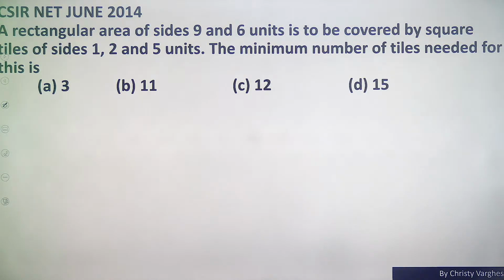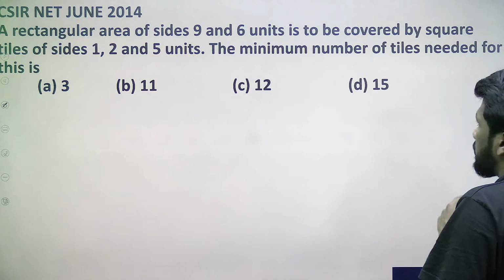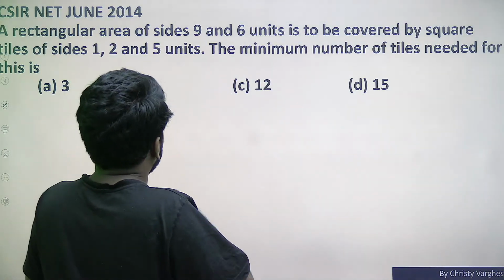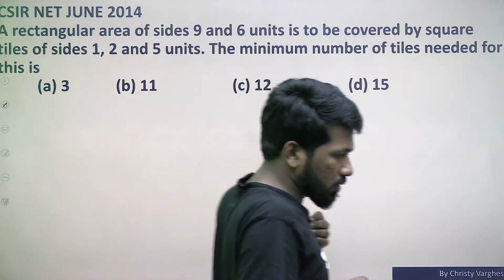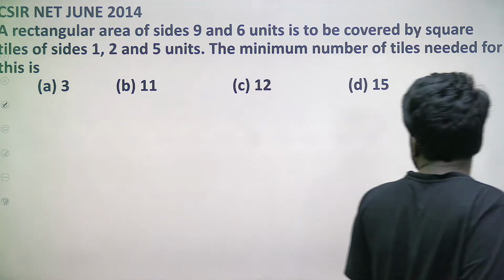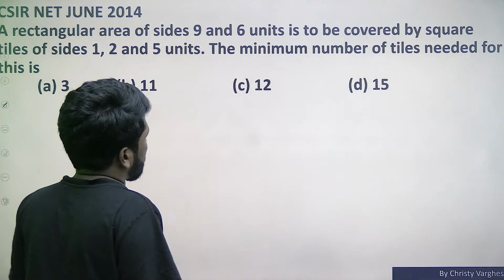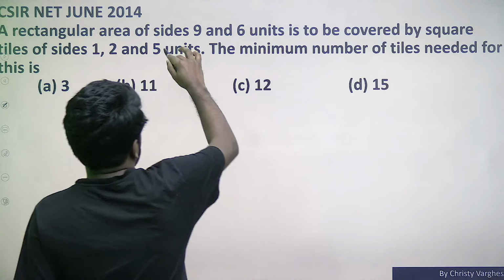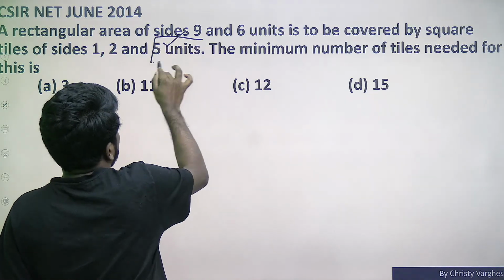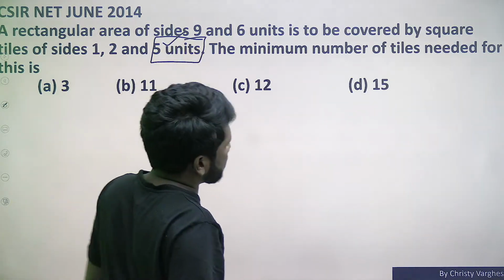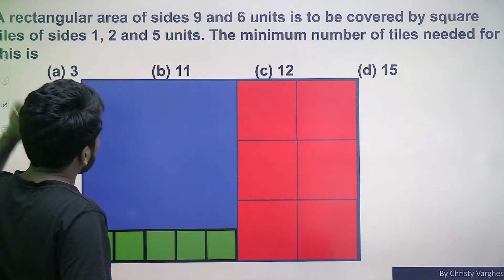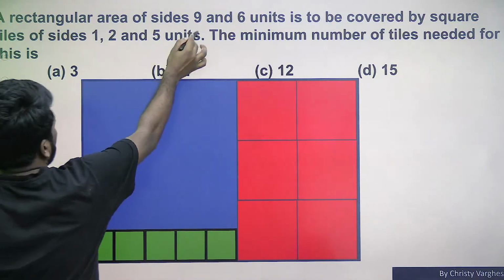Okay, many of you got it. We'll explain. A rectangular area of 9 by 6 units is to be covered by square tiles of size 1, 2 and 5 units. So here only 1 by 1 tiles, 2 by 2 tiles and 5 by 5 tiles can be fixed. Minimum number of tiles needed for this. For the minimum number, the maximum sized tile can be used, but the only maximum sized tile available here is 5 units, not more than that. So from that we can say that first we can place that 5 unit tile like this.